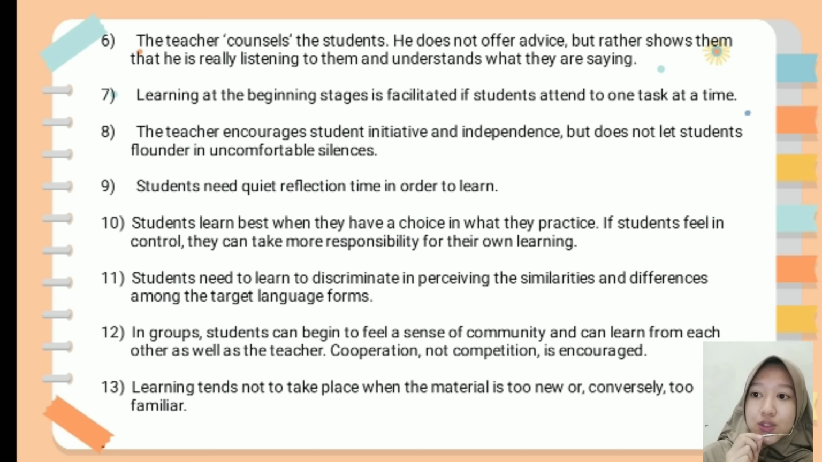Number nine, students need quiet reflection time in order to learn. Number 10, students learn best when they have a choice in what they practice. If students feel in control, they can take more responsibility for their own learning. Number 11, students need to learn to discriminate in perceiving the similarities and differences among the target language forms.